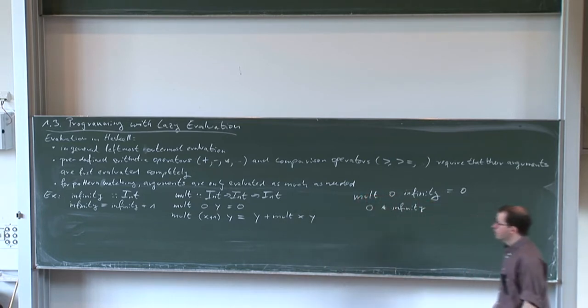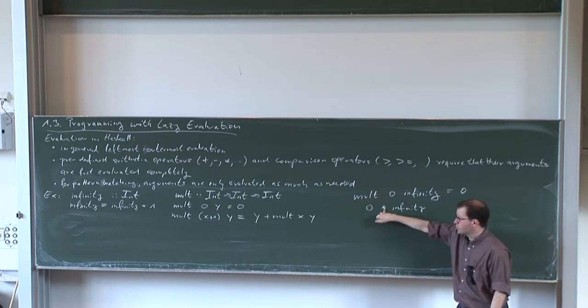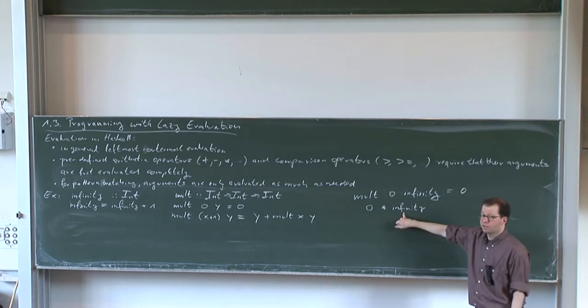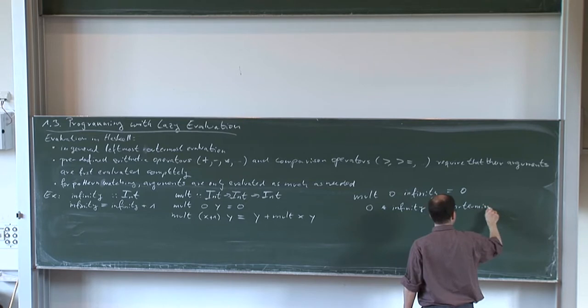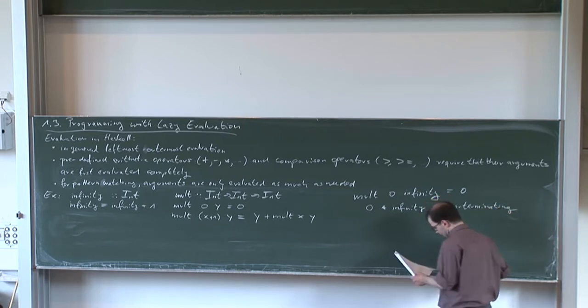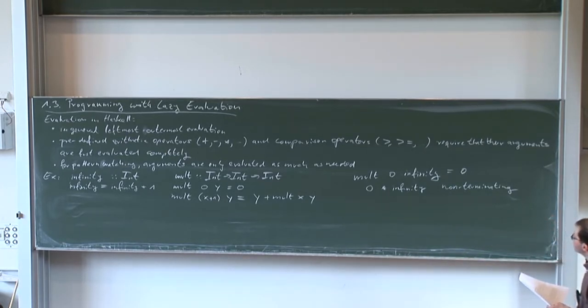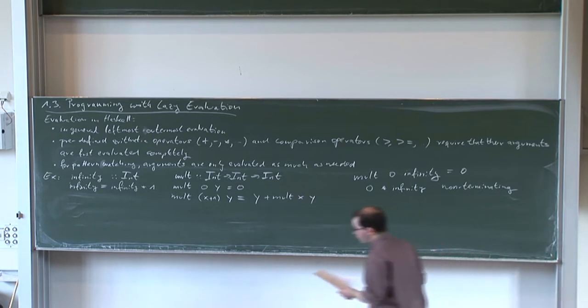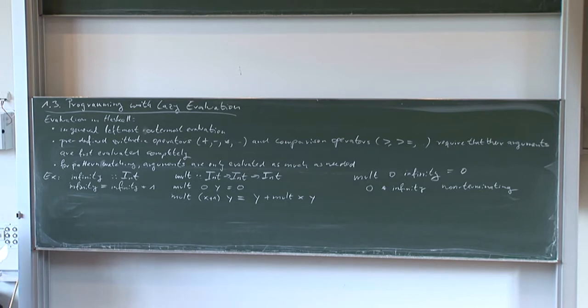If you, in contrast, compute 0 times infinity, now times is a predefined operator which works in a strict way. So this requires that all arguments are completely evaluated. So this is not leftmost, outermost. This is an exception to the rule. So this will first try to evaluate both arguments, which means it will try to evaluate infinity, and then it runs into non-termination. So this will be non-terminating. Okay, so this is just to briefly recapitulate how expressions are evaluated in Haskell.